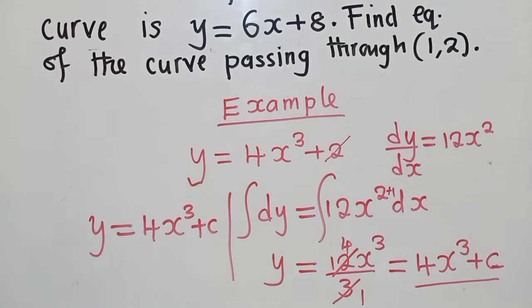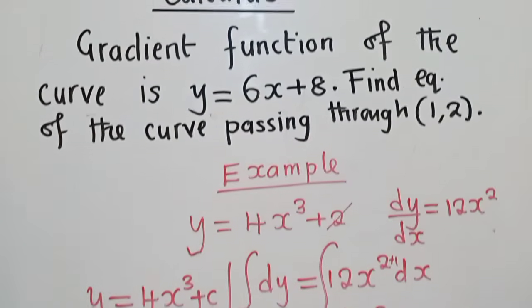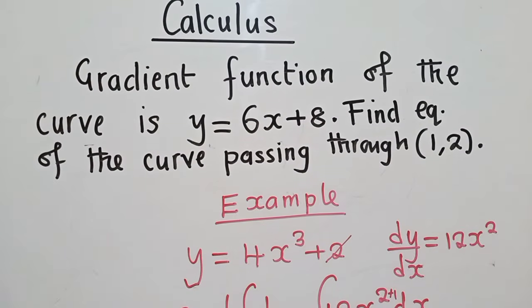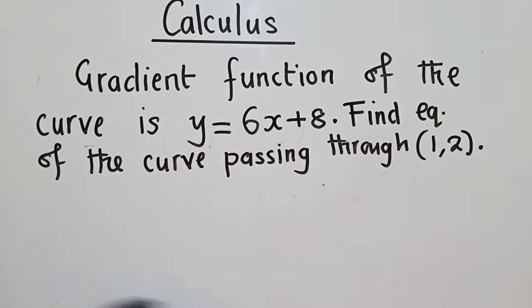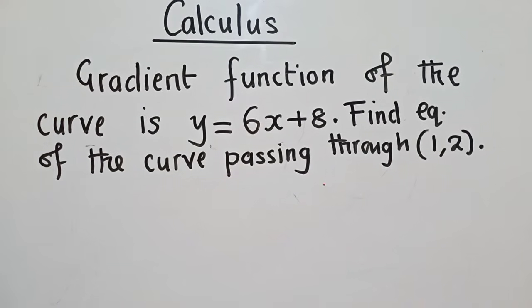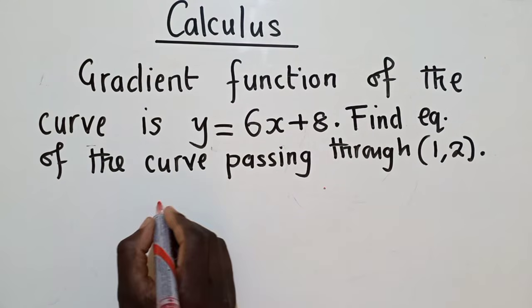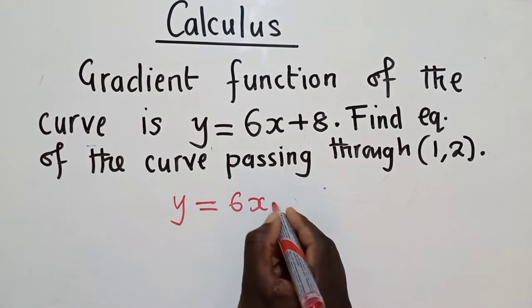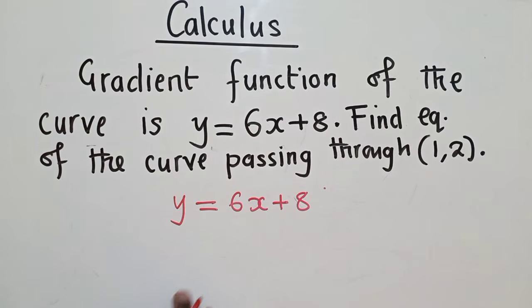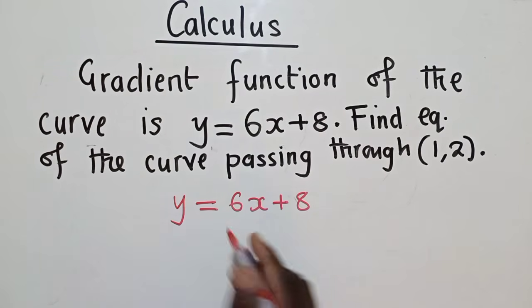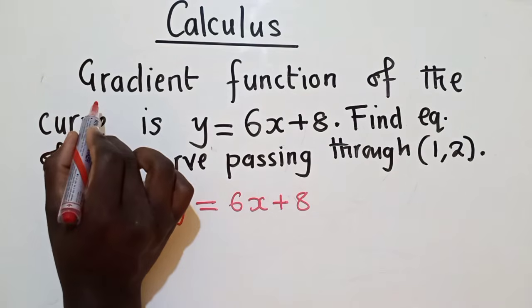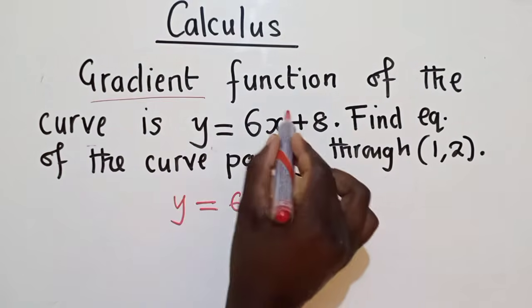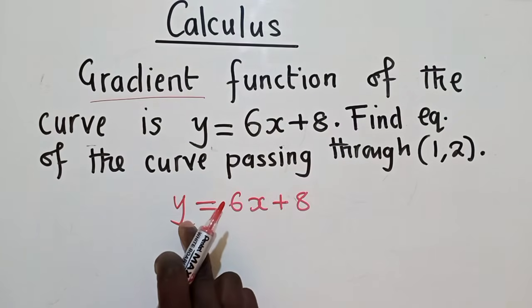Okay, so now let's go back to the question. Hopefully you've gotten some ideas from here. I wanted you to get some concepts so that as we are solving, it's not giving us challenges. So here we are going to say dy/dx is equal to 6x plus 8. So you see the way it looks. What you need to know here is that this is the dy dx, because they've said gradient function.